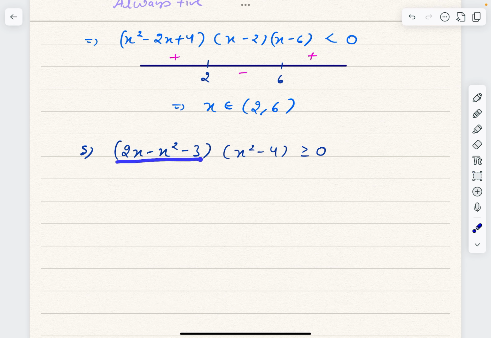2x minus x square minus 3 into x square minus 4 greater than or equal to 0. Take a pause, try it yourself.